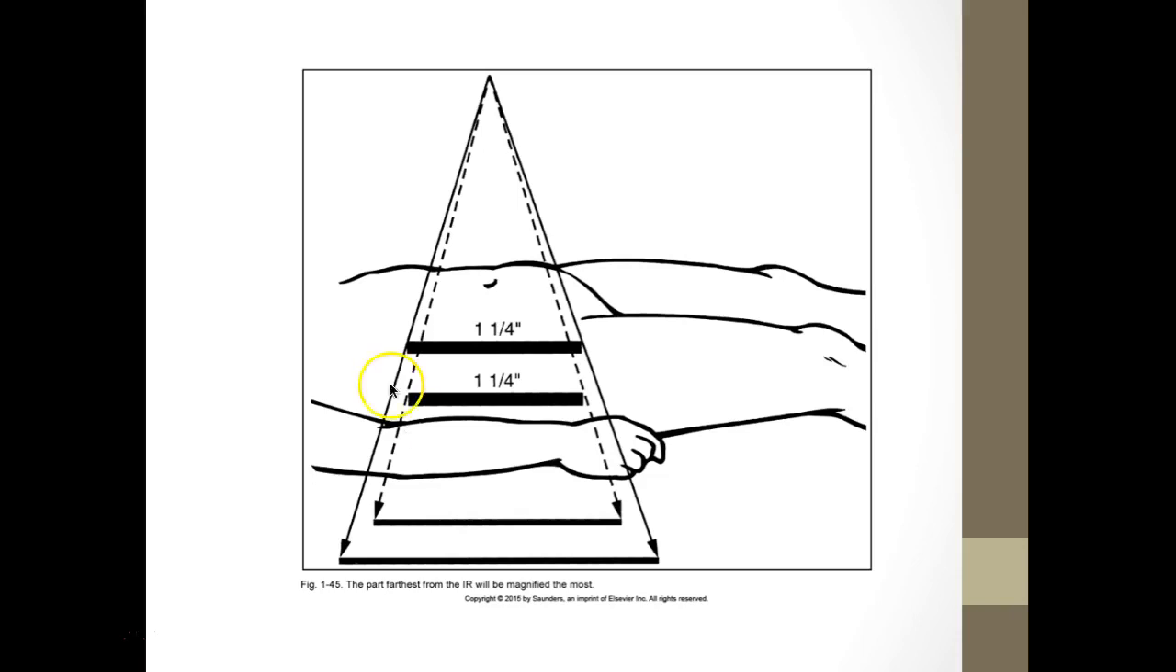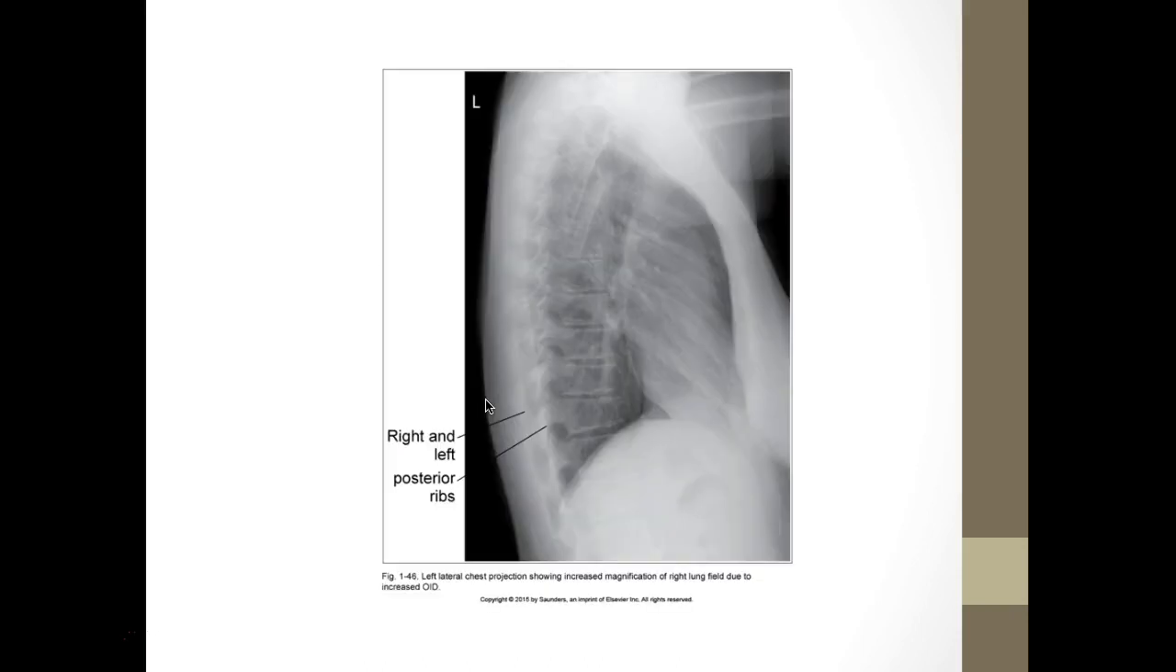All right, so this talks about magnification when we talk about our SOD or our OID. If we have a larger OID, we're going to have a more magnified image than the one that's further away. And that goes for a chest. So when we're looking at a left lateral chest, which is hung right lateral, very confusing, very few centers actually hang it in a true left lateral, the right lung is going to be larger than the left lung, and it actually looks like it's wider than the ribs. That's not true, it's just magnified, okay?